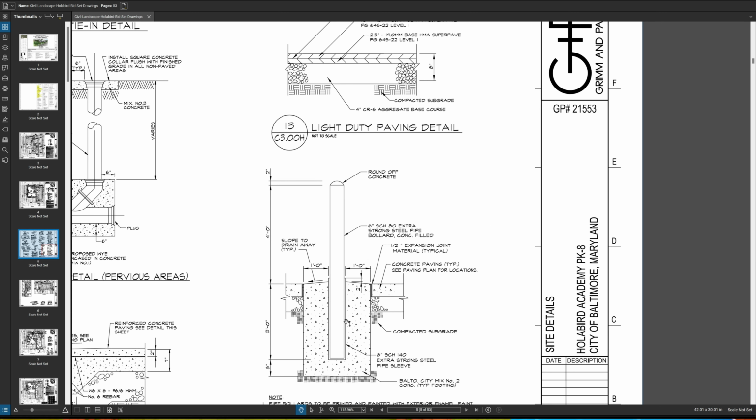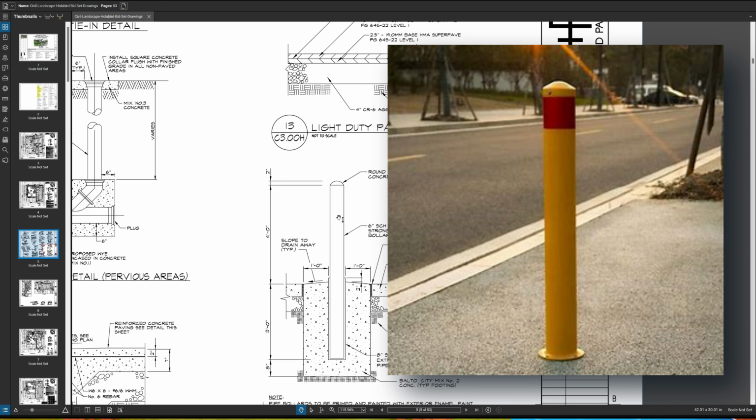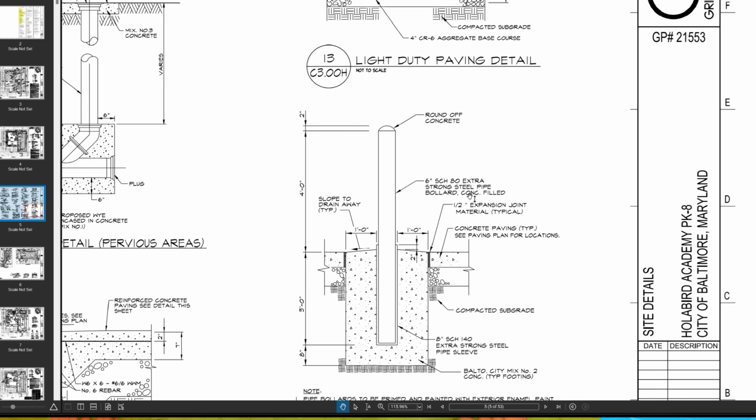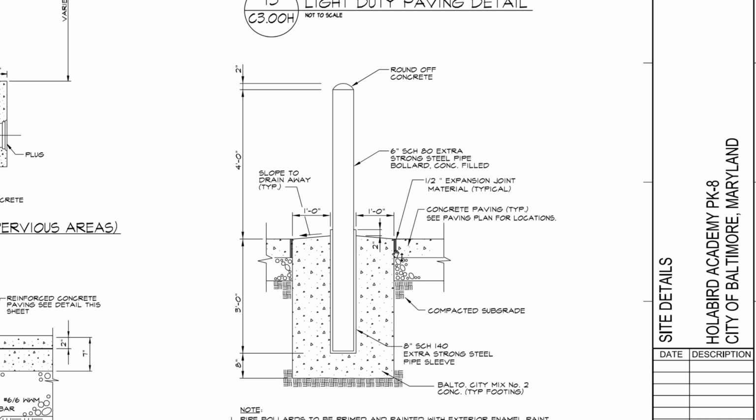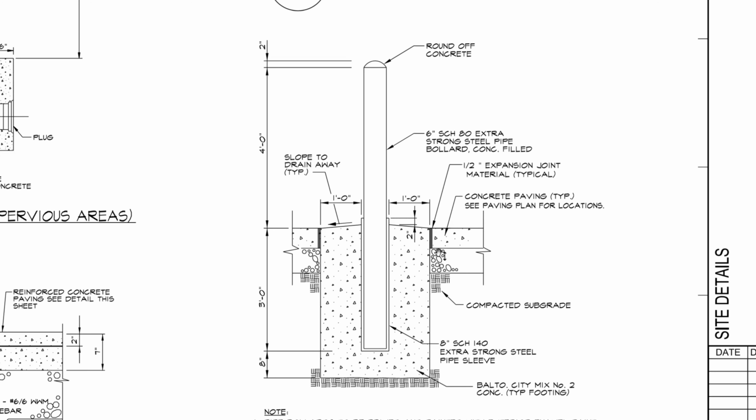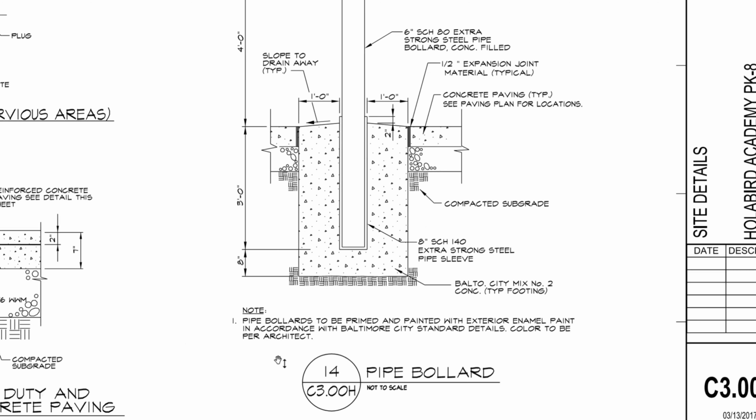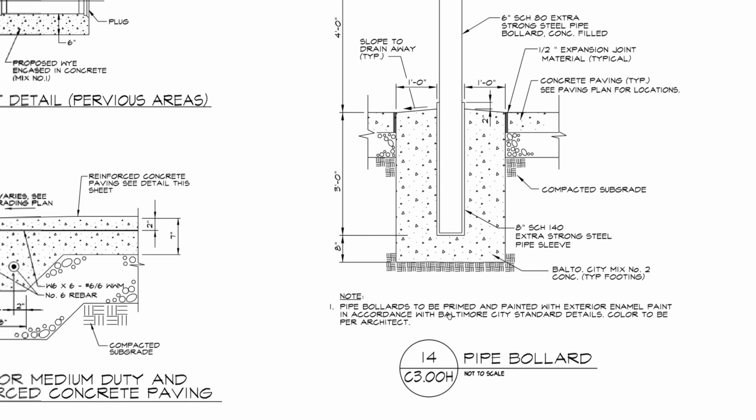And this is the foundation detail for the bollards that you see in the parking lot. 6-inch extra strong steel bollard filled with concrete, rounded off concrete. And so every 1 foot it should slope 2 inches away. There's expansion joint material around the base. And then there's an 8-inch extra strong pipe sleeve that the bollard sits in. Pipe bollards to be primed and painted with exterior enamel paint in accordance with the Baltimore City standard details. Color to be per architect.